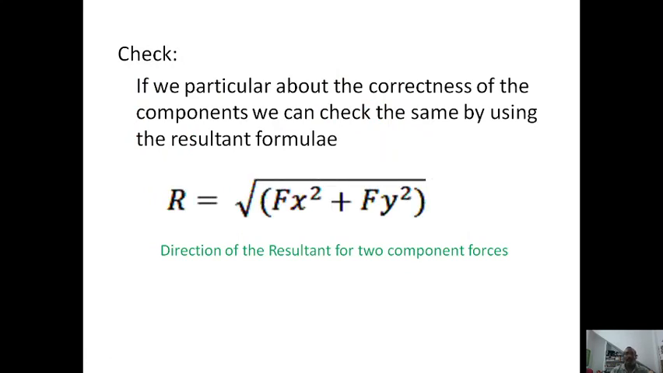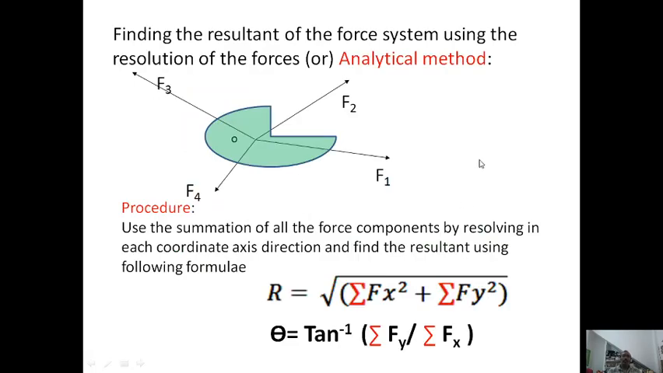So this is the checking. If I want to know whether the Fx and Fy I got really give the resultant or not, this is the formula you can use to cross-check the resultant of the inclined force. So R is equal to square root of Fx square plus Fy square, where Fx and Fy are as per your F cos theta or F sin theta according to the theta position. Direction of the resultant for two component forces, theta is equal to tan inverse Fy by Fx. This is purely for your checking. Now you try this one.